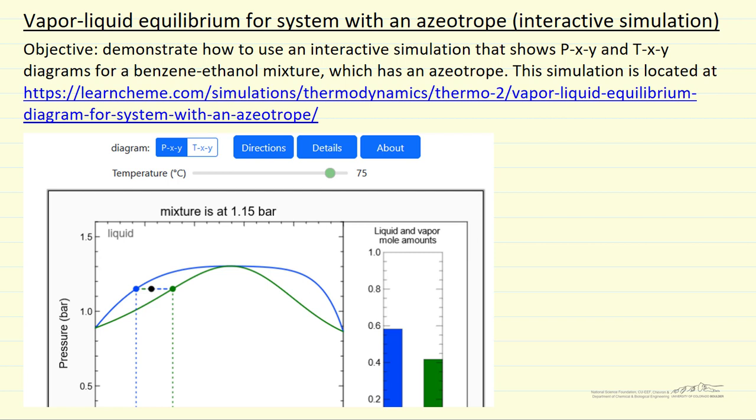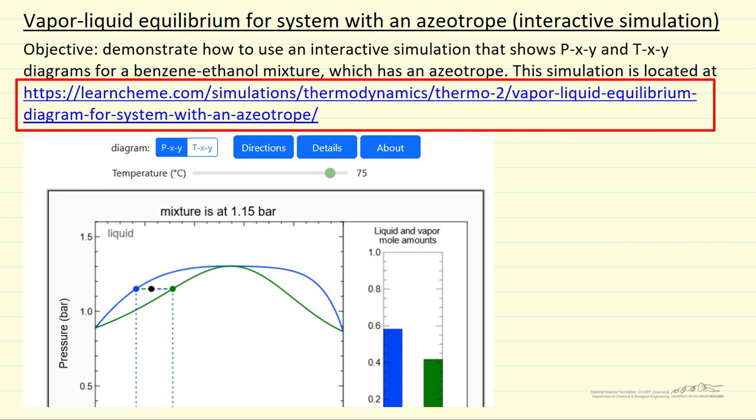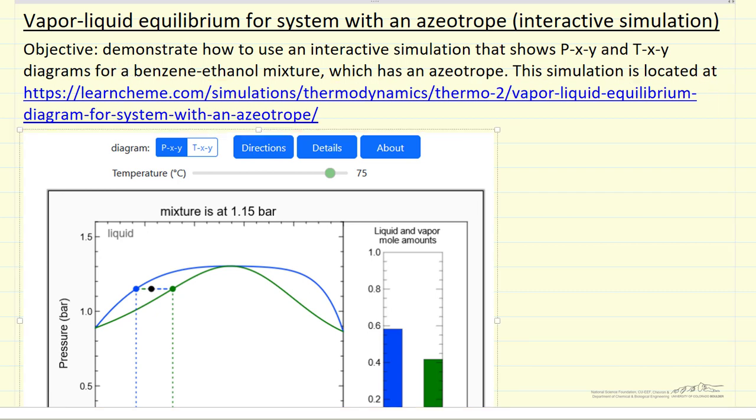I'm going to show how to use an interactive simulation for a system that has an azeotrope, and we're going to look at both pressure-mole fraction and temperature-mole fraction diagrams. Here is the link for the simulation, and then here is a snapshot.